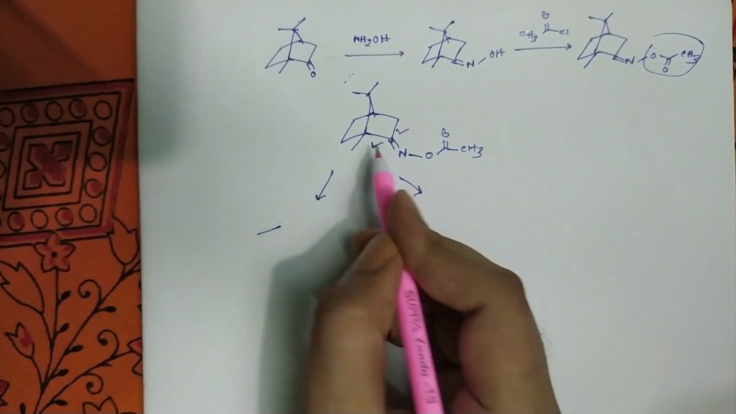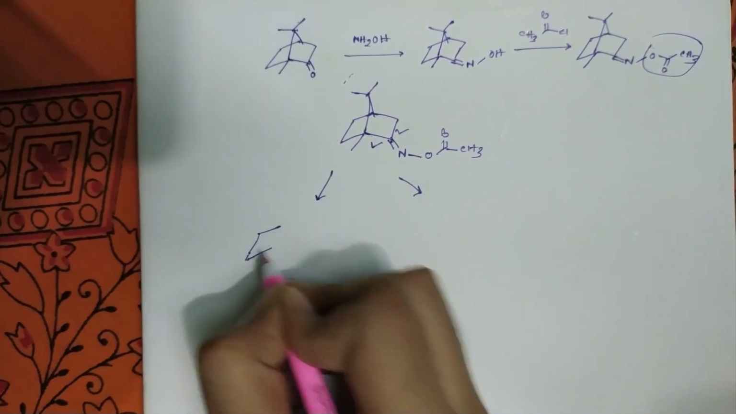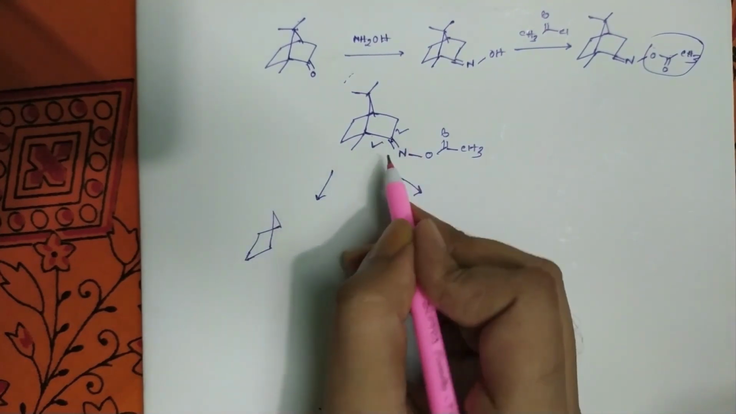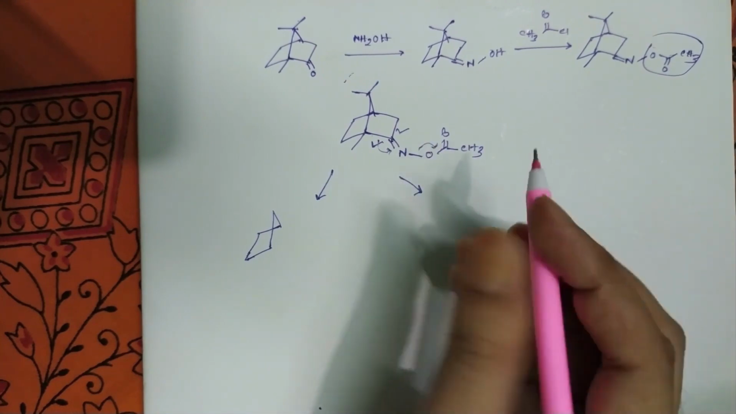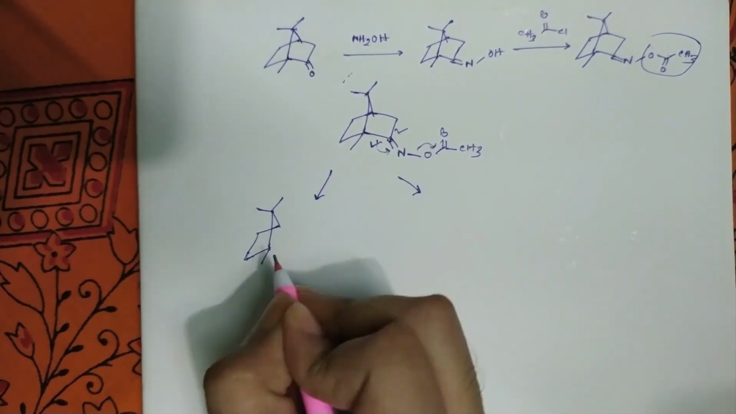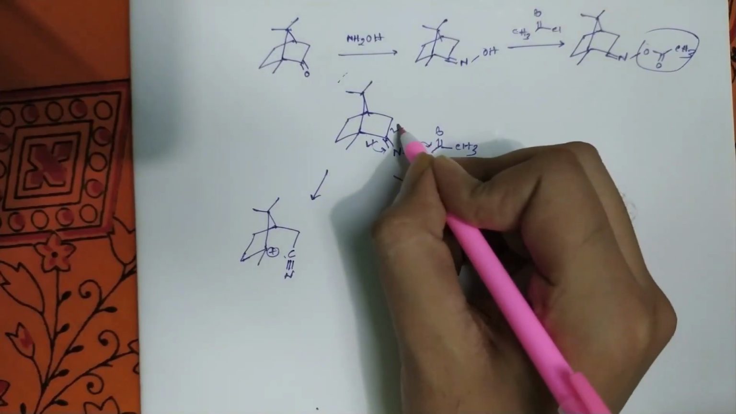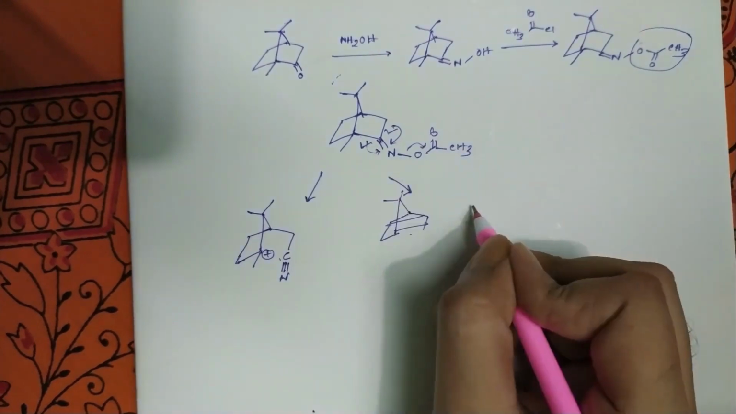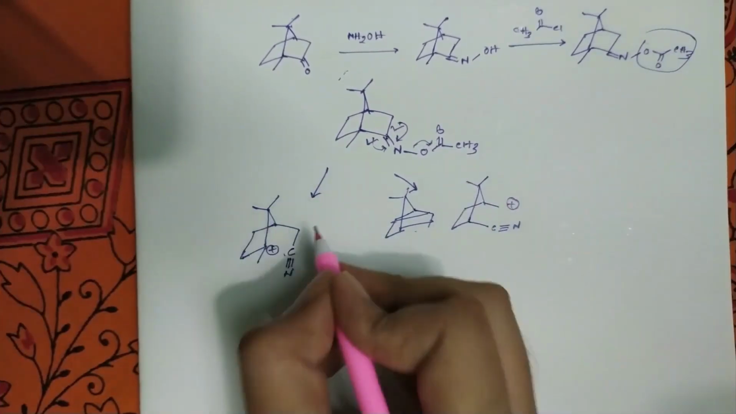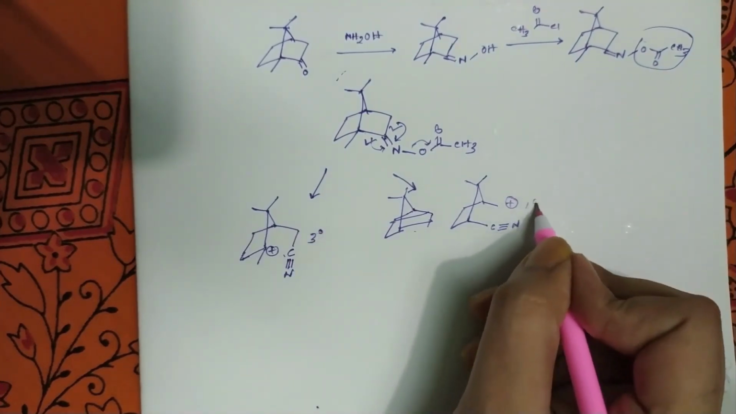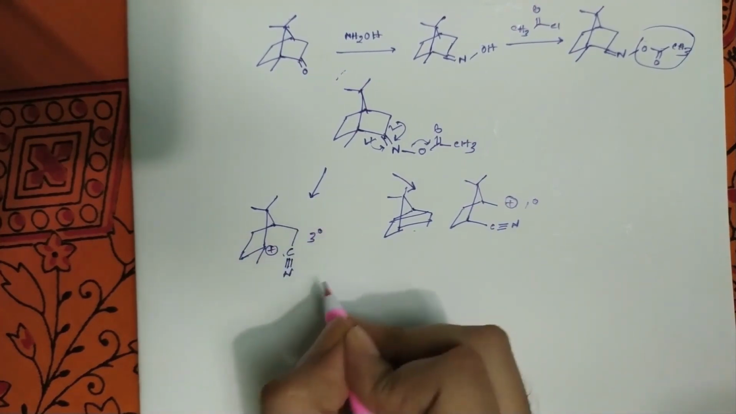Now if this bond moves, we get this intermediate. This bond moves here, forming C double bond N, and acetate cleaves. So we get this tertiary carbocation. Now if this other bond moves, we get this one. Now we can see that this is a 3 degree carbocation and this is a 1 degree carbocation. Obviously the 3 degree carbocation is more stable, so the reaction proceeds via the 3 degree carbocation intermediate.